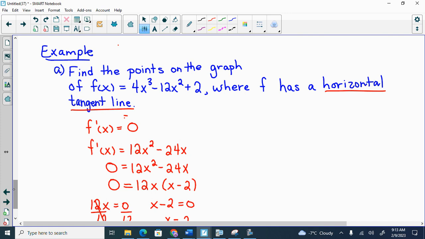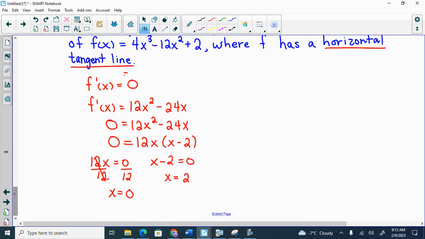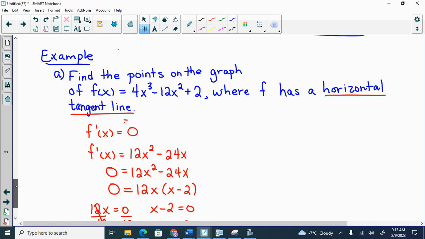So now this is where people get stuck. Do I plug this back into the first derivative to get points on the original graph, or do I plug it back into the original? If you say it that way in your head, it gives away that it's the original. If we plug it back into the first derivative, we'll just get 0, because we're going back to where we were. So we have to plug them back into the original.